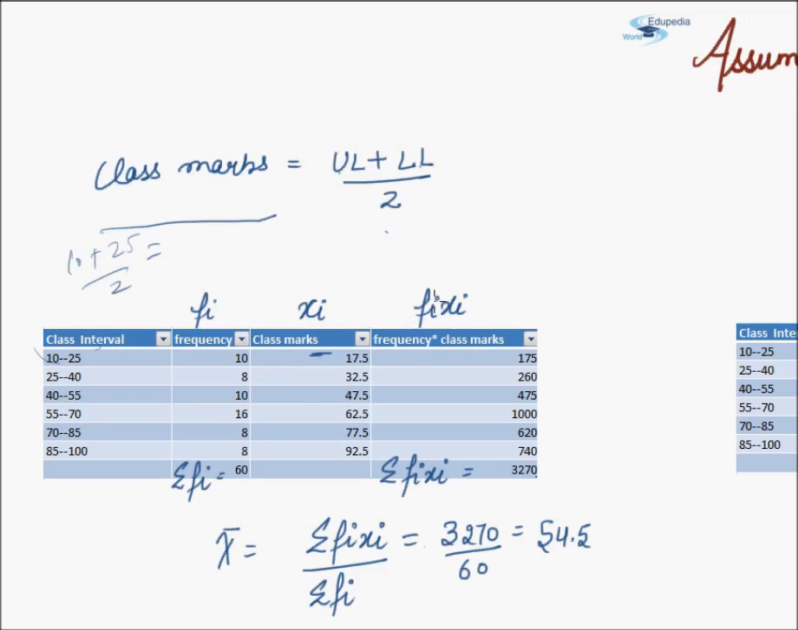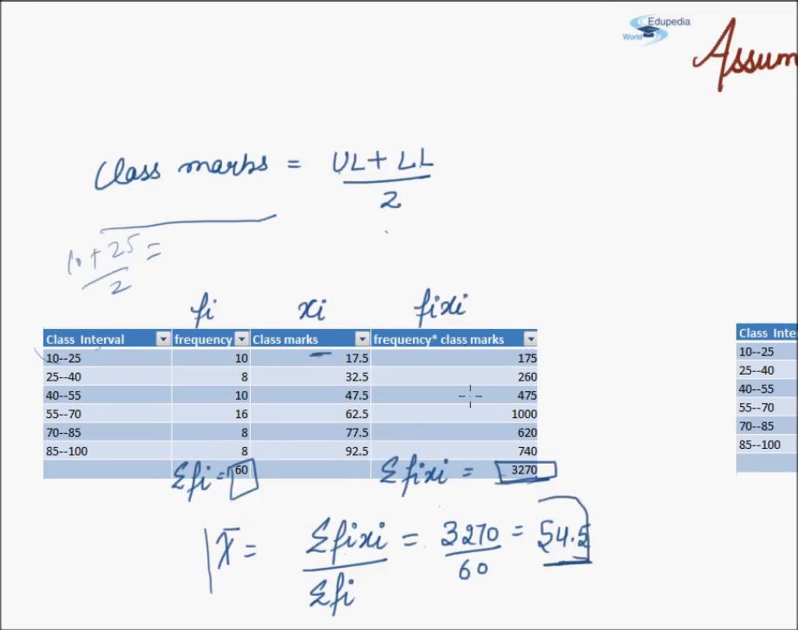Then we multiplied class marks with the corresponding frequencies to get this column of products. We then summed up all the products as summation fi xi, and the mean was calculated by dividing this sum with the total frequency. The mean was coming out to be 54.5.